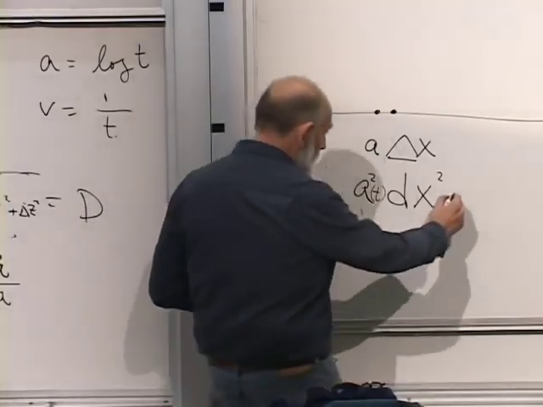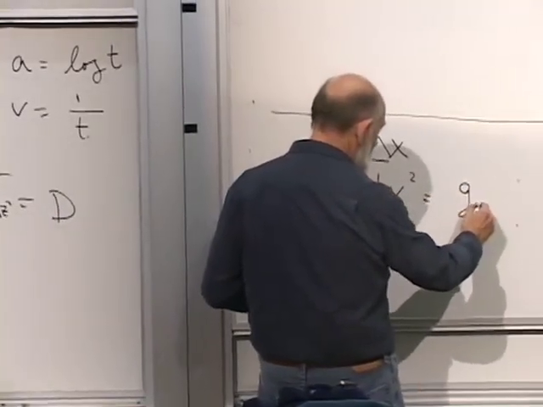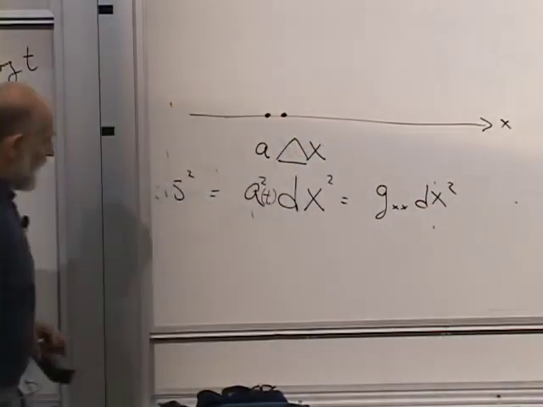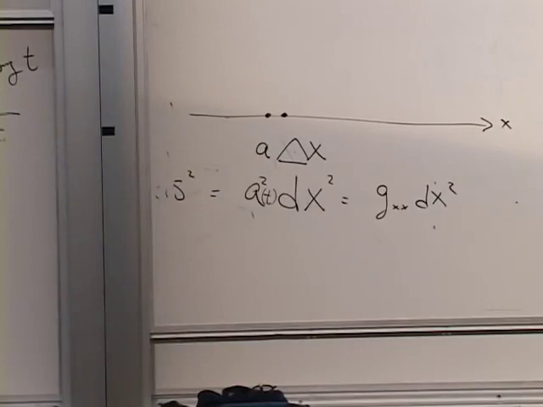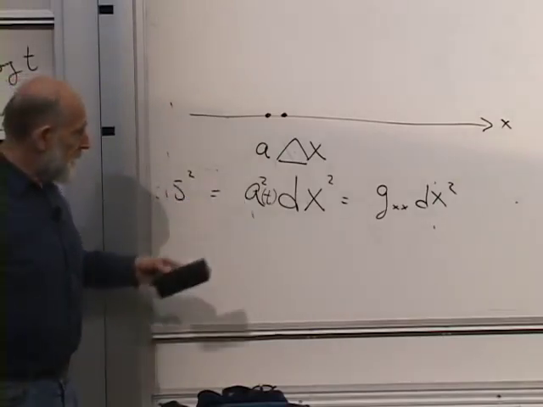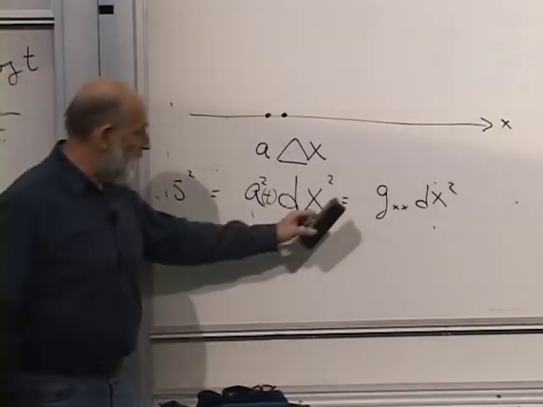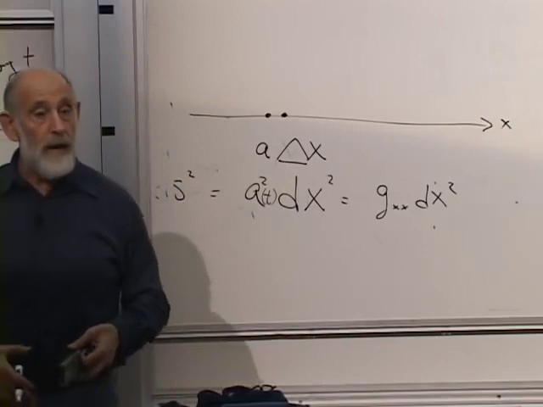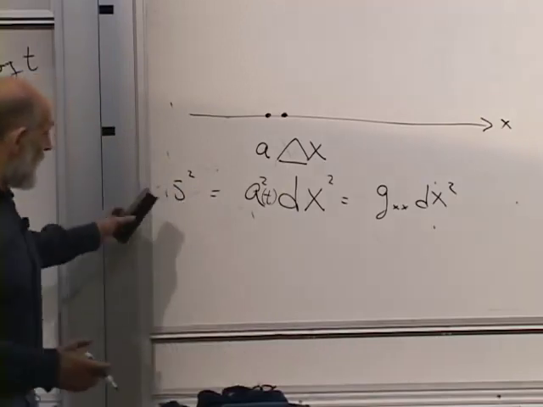We could write that as gxx dx squared. And what would gxx be? It would just be a squared. So eventually we're going to want to connect up the idea of the expanding universe with a metric of space-time, but we'll come to that.